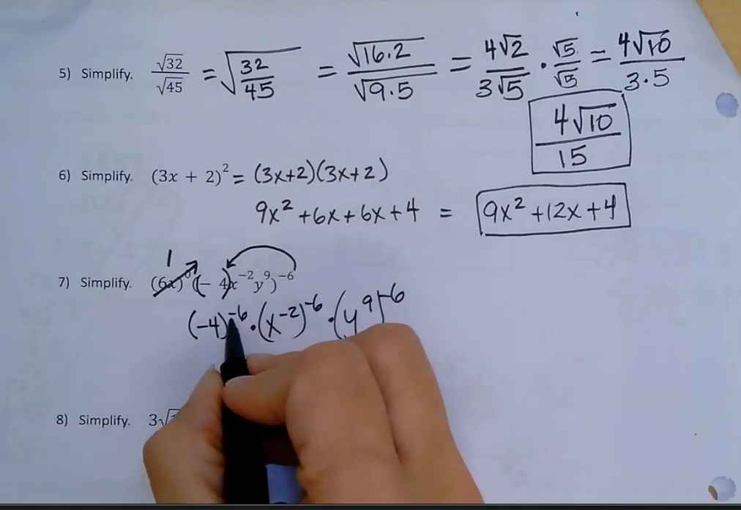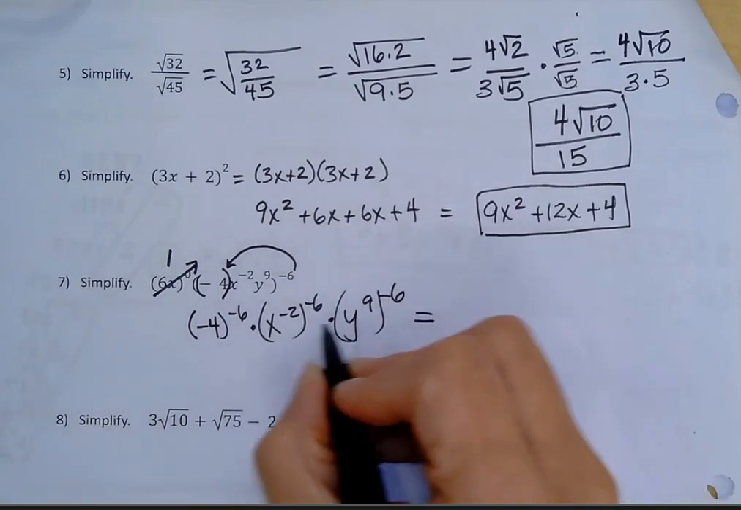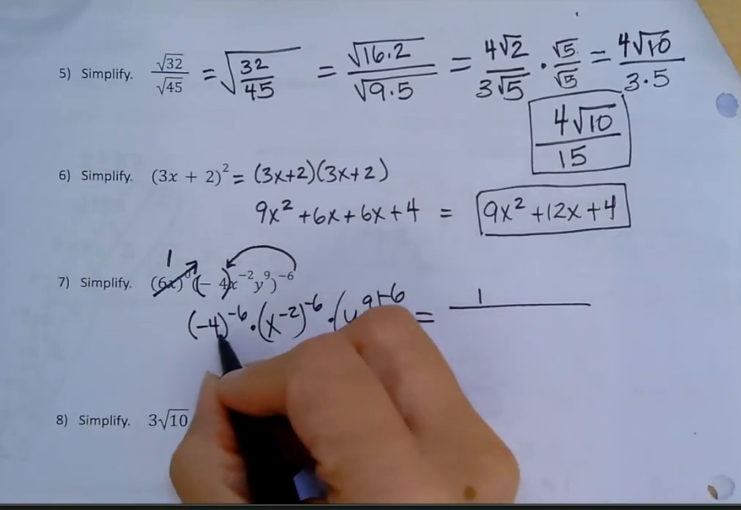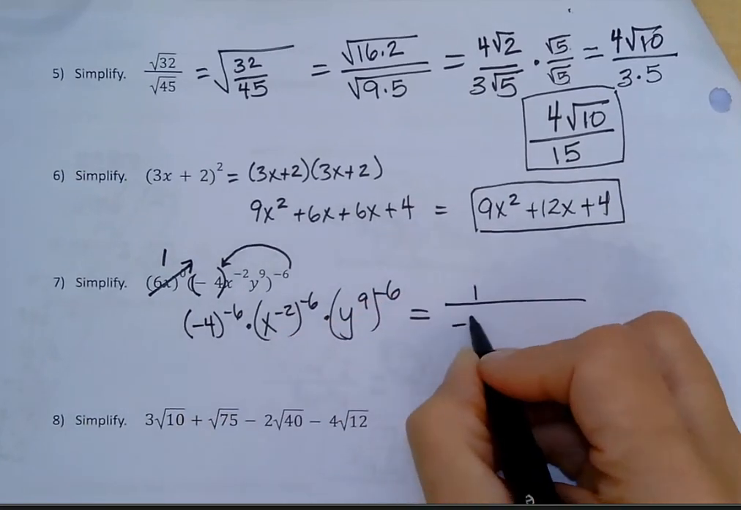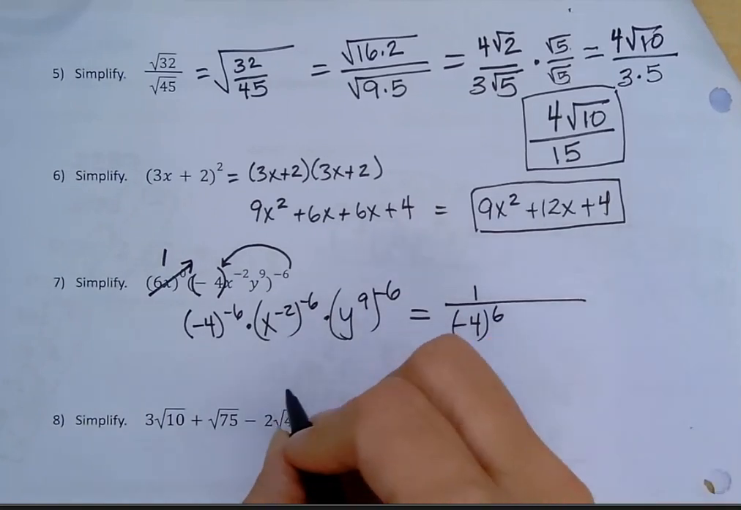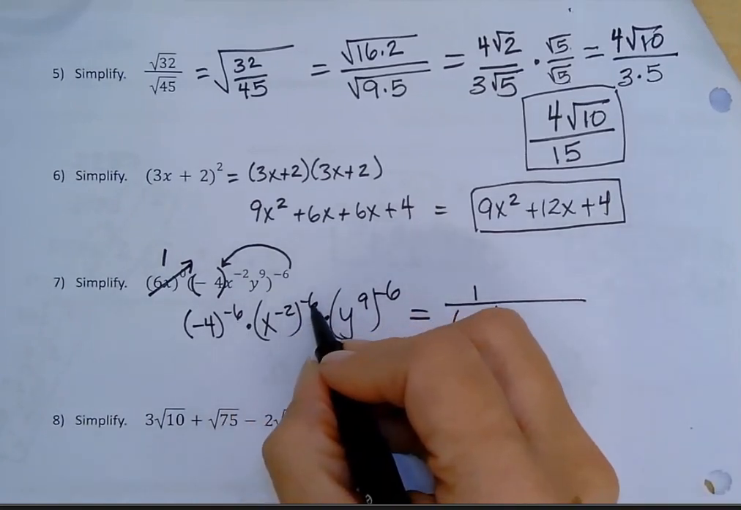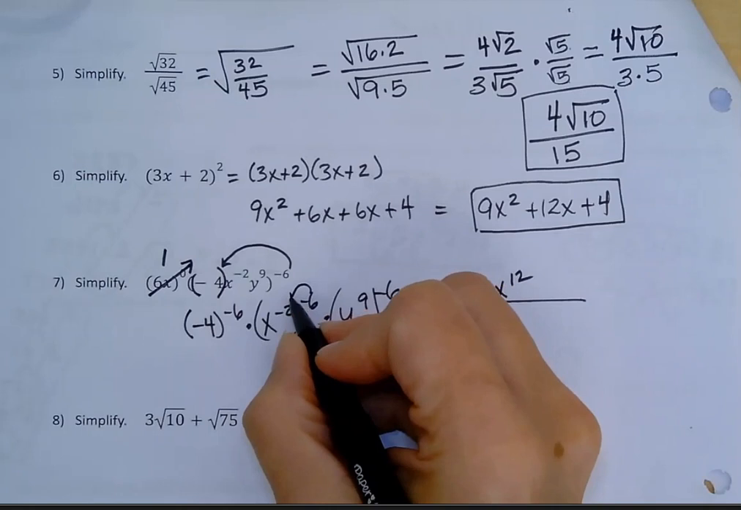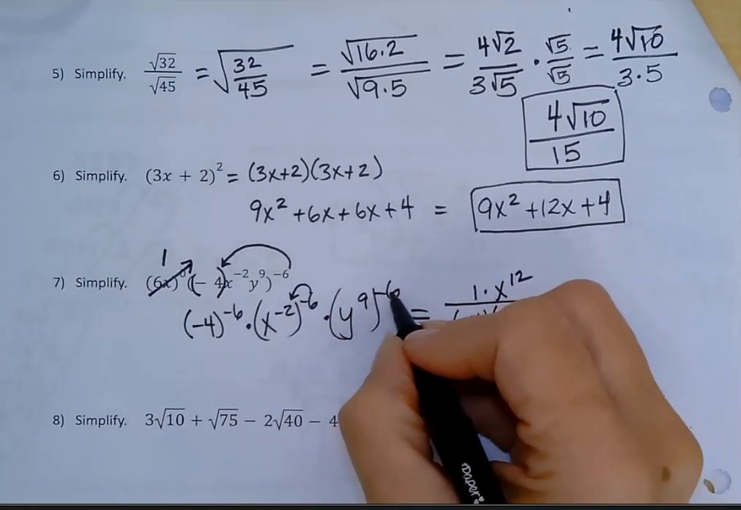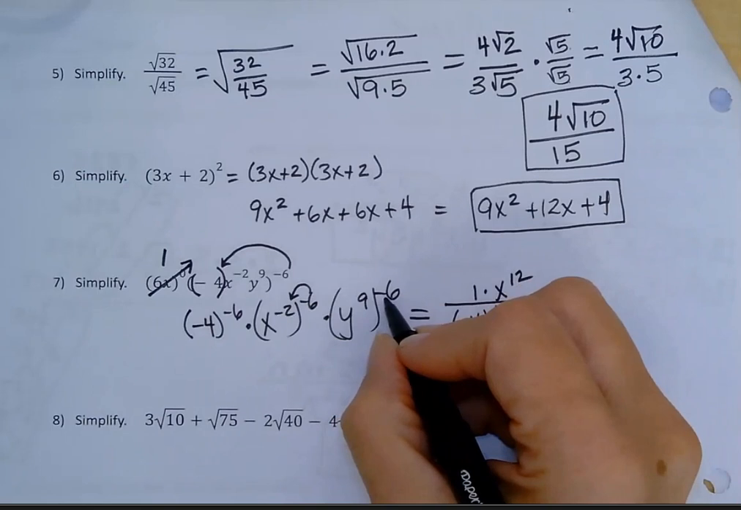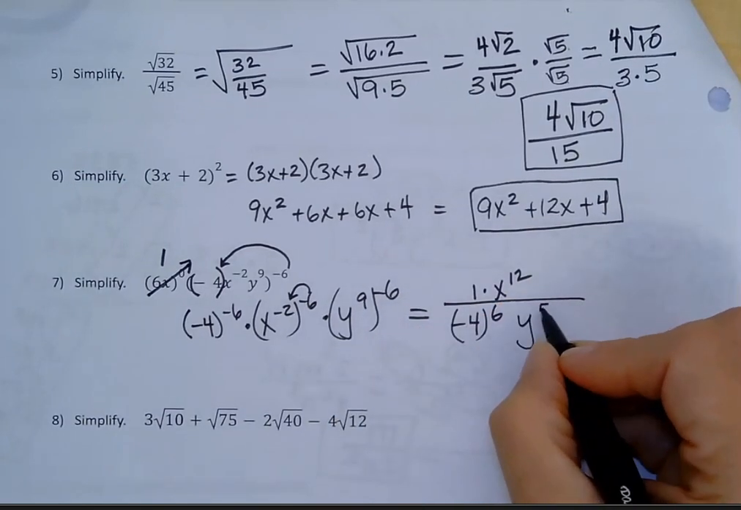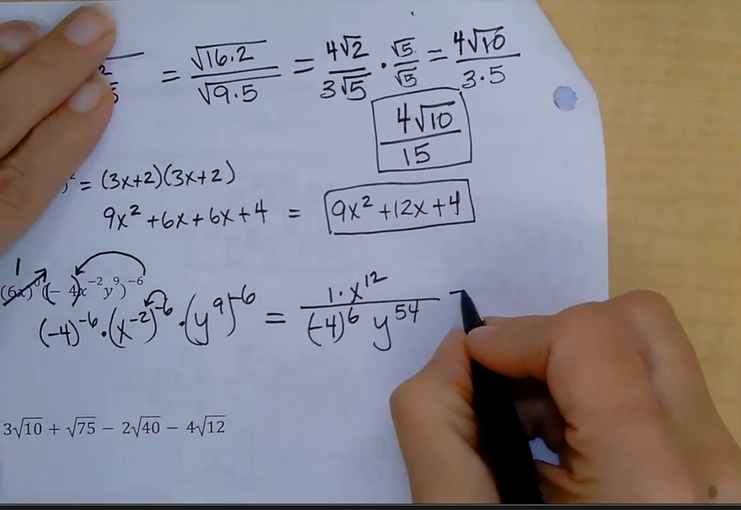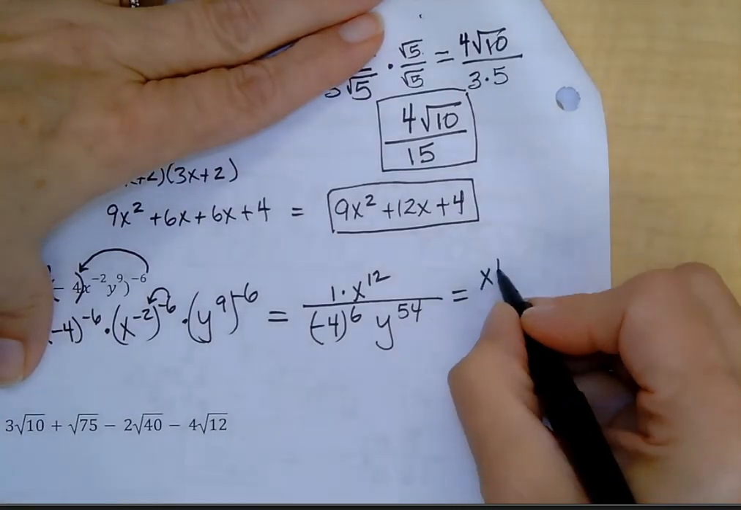Okay, so I am going to rewrite this so that I have all positive exponents. So I have 1 over negative 4 to the negative 6, which is going to be negative 4 in parentheses to the positive 6. X to the negative 2 times negative 6, that's x to the 12. Right? Negative 6 times negative 2 is positive 12. Y to the 9 to the negative 6 is going to be y to the negative 54. So I'm going to put it down here as y to the 54. Wow, that's an ugly number. Okay, so my simplest thing that I can have up top is x to the 12th.